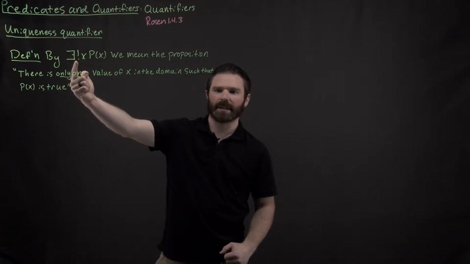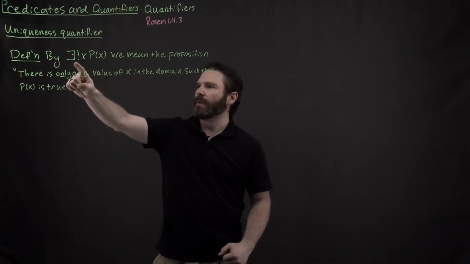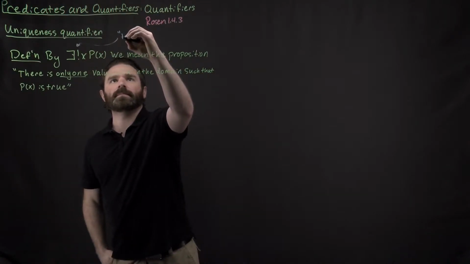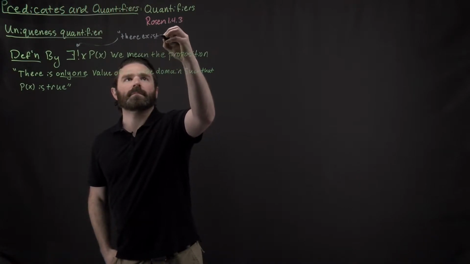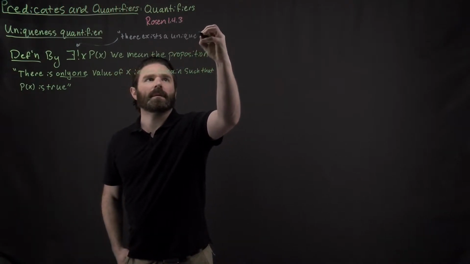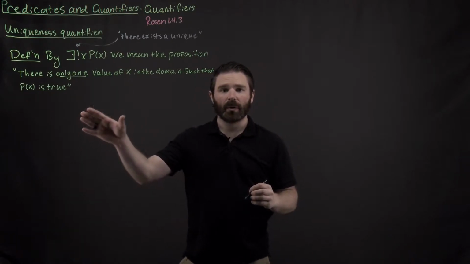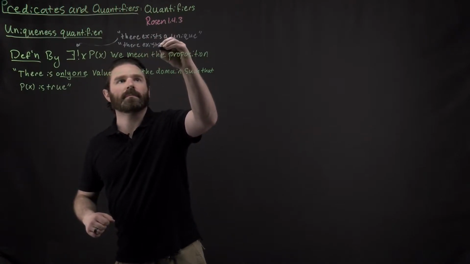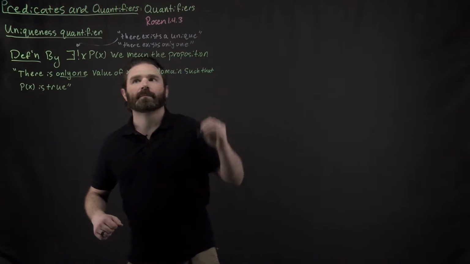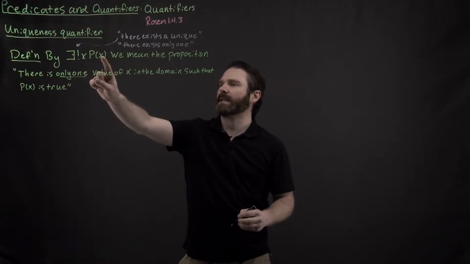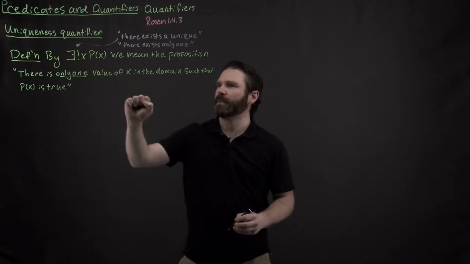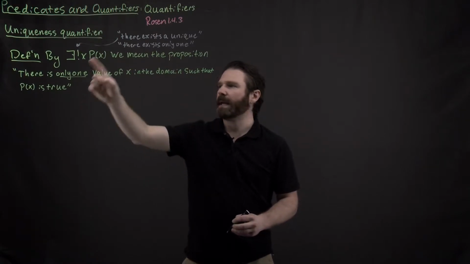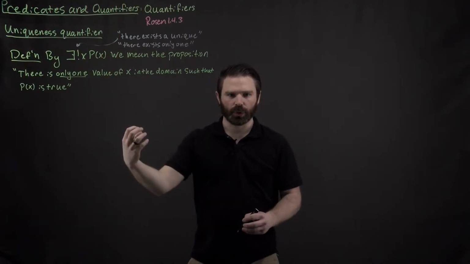next to this backwards E right here. And so the way that we would read this symbol right here is there exists a unique, or there exists only one, X such that P of X. So by this bunch of symbols, we mean the proposition there is one and only one value of X that makes your propositional function P of X true over here.